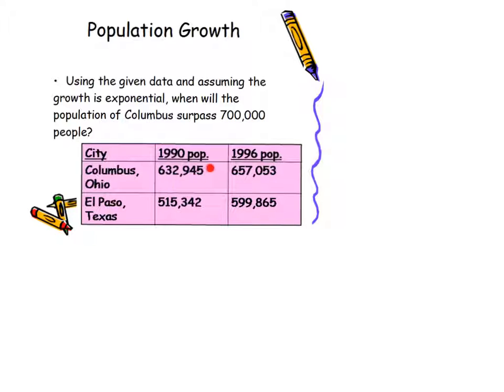What I really have here are 2 ordered pairs. Just like the previous problem where I gave you a table, that first one is 1990. I'm going to make that be time 0, and the population 632,945. There's one ordered pair. The other ordered pair, since it's 1996, would be 6 years later, so I'll use a 6 for my x value and its population.